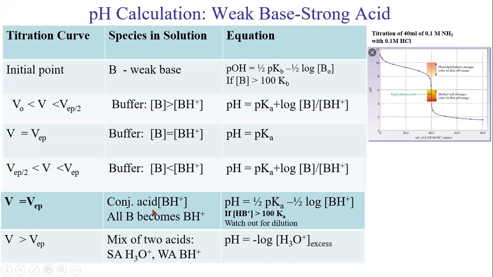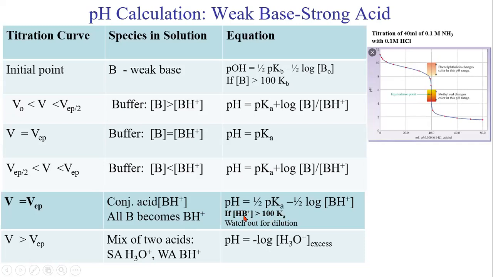At equivalence, what have we done? At equivalence, all of my ammonia becomes ammonium, or BH plus. So my neutral base becomes BH plus. And what is BH plus? It's just a weak acid. So if that weak acid concentration is greater than 100 Ka, watch out for dilution. So make sure you have the correct concentration of BH plus in your solution.